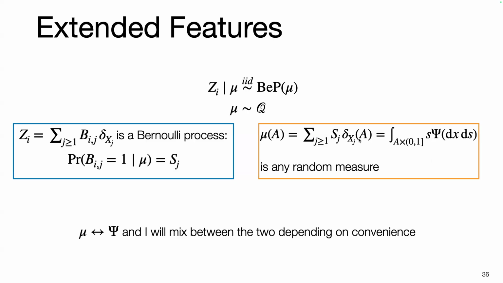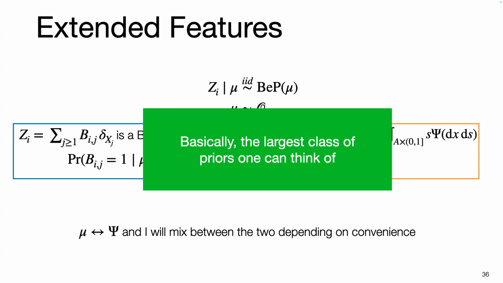What is important here is that we don't assume anything on this prior Q, which means that there could be any sort of dependence between these random variables. In particular, the xj's could be dependent on one another. The jumps sj could be strongly dependent or independent. And there could also be dependence across the jumps and the feature labels. So basically, this is the largest class of priors one can think of because we have not specified any prior for this. We are just saying that this is an almost surely discrete random measure.